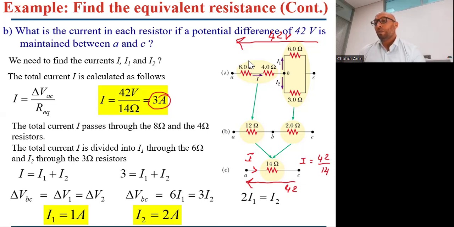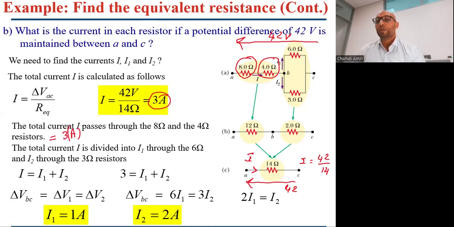Now, because these two resistors are connected in series, they have the same current. So what's the current going through the 8 ohm resistor? It's I, and how much? 3 ampere. The same thing for the 4 ohm resistor. They are connected in series, so they have the same current, so the current will be also 3 ampere. We said the total current I passes through the 8 ohm and the 4 ohm resistor is the same and will be equal to 3 ampere.